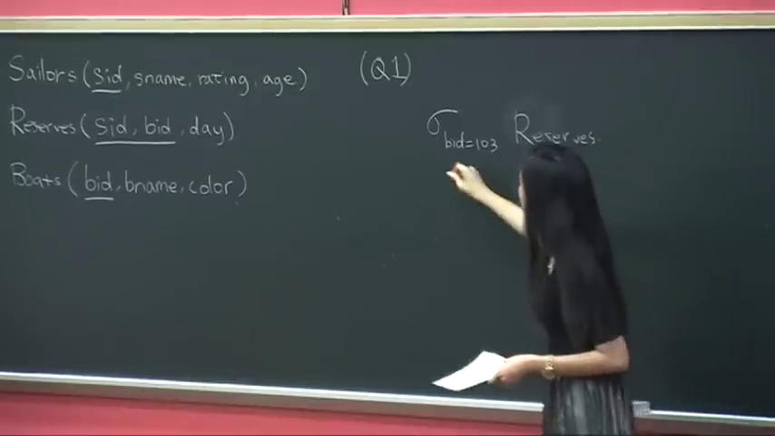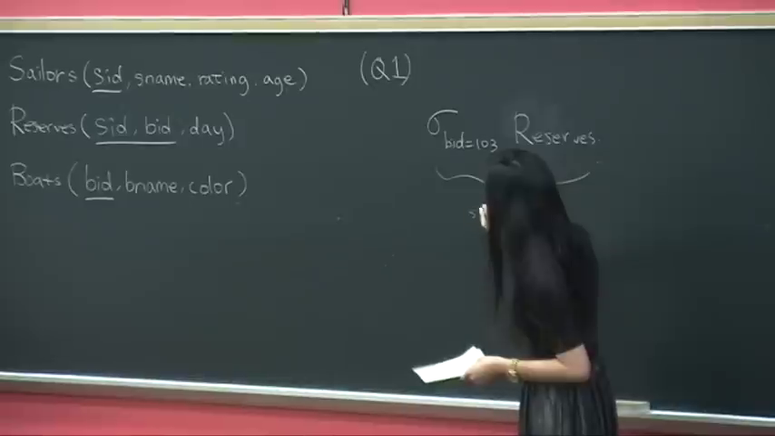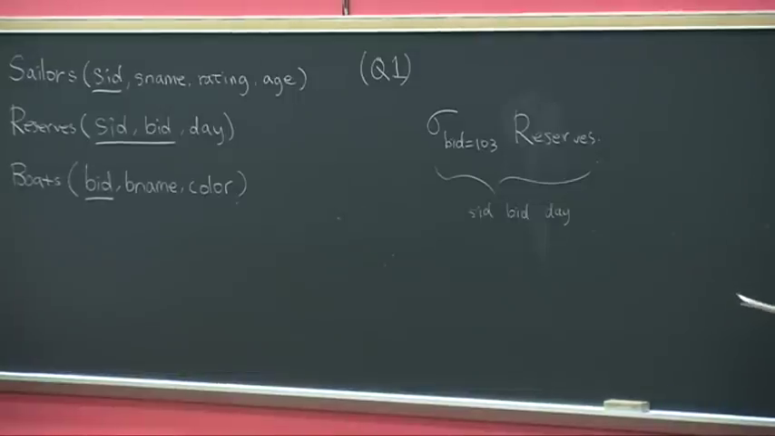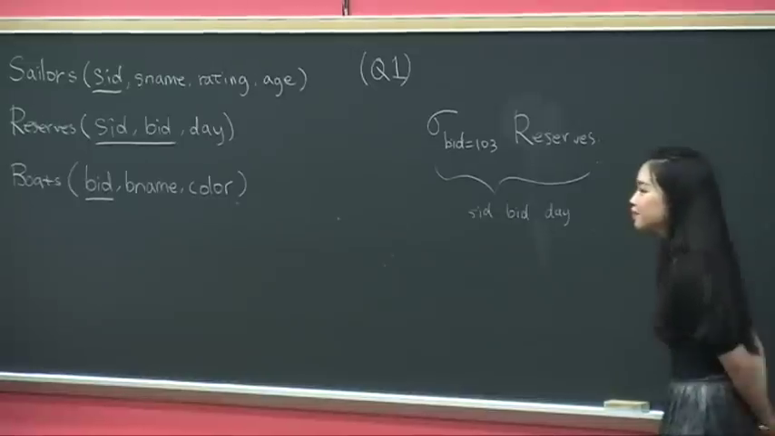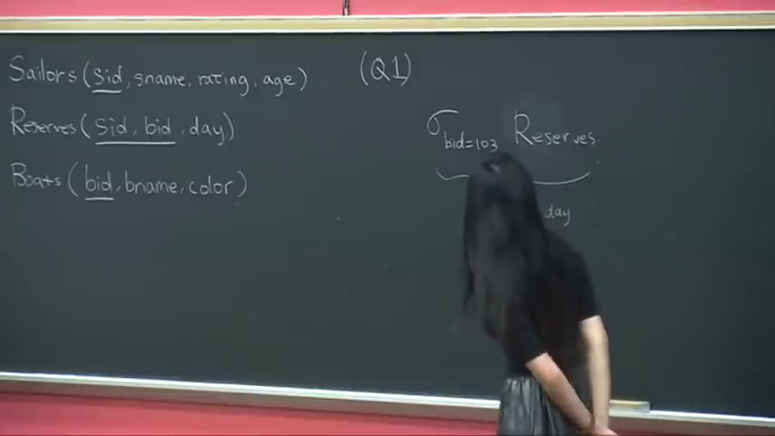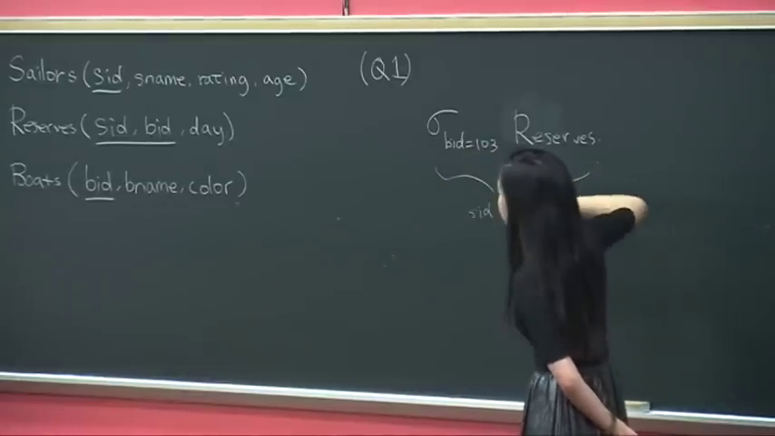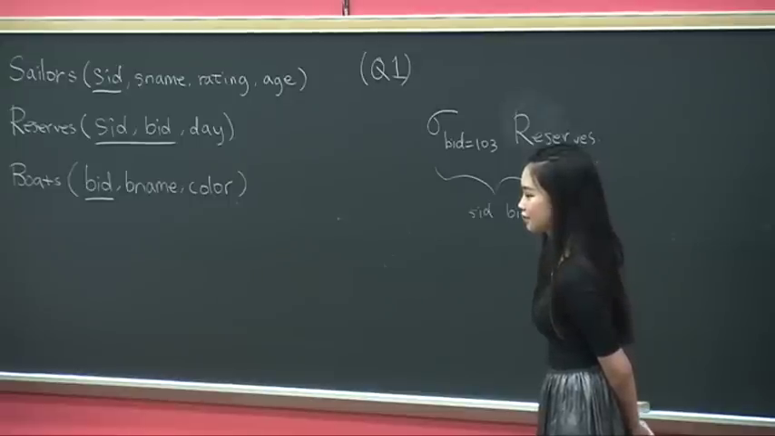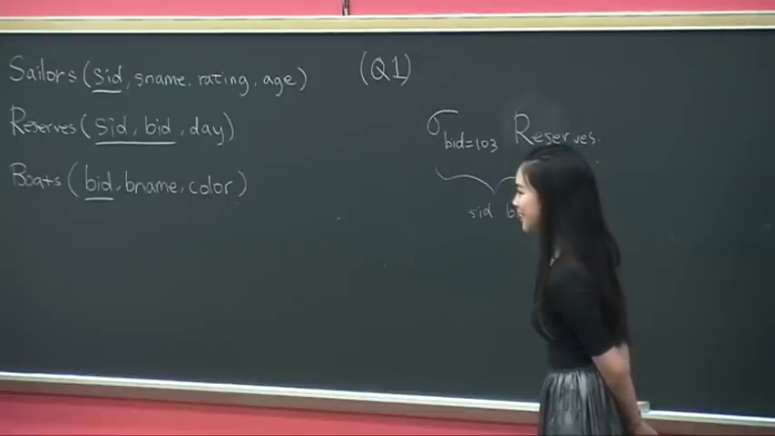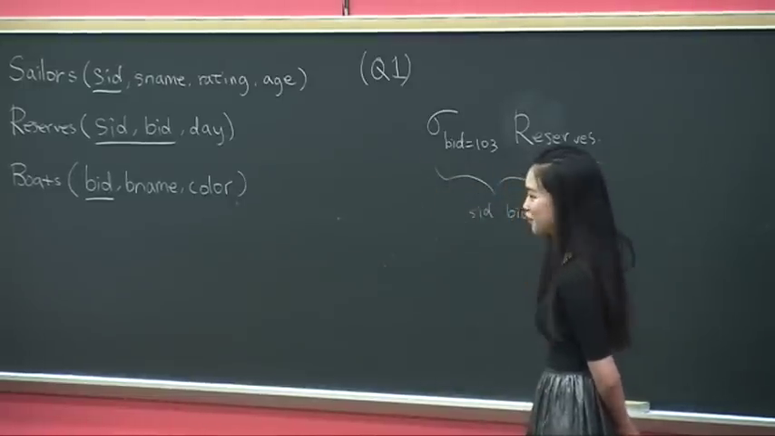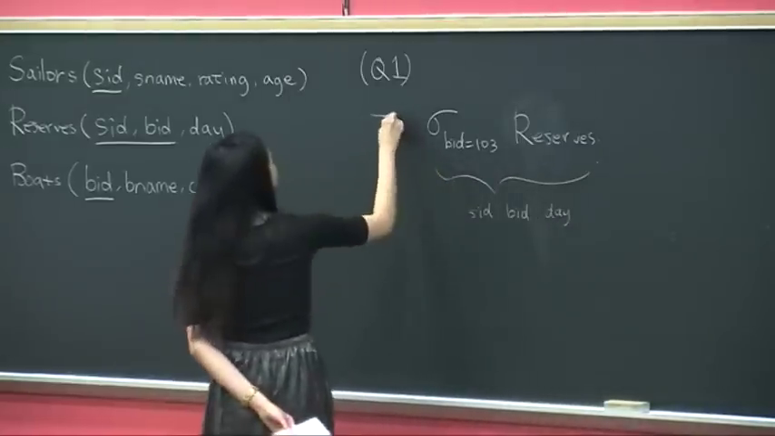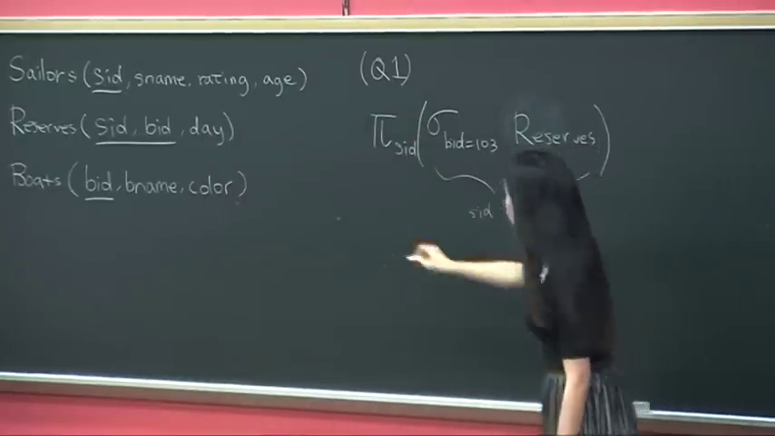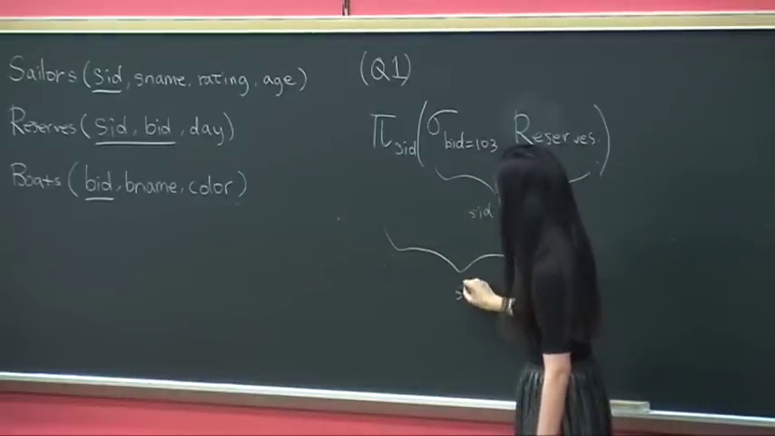So up until here, the schema of this will be SID, BID, and day, right? If you don't do any projection, then it returns the original schema. But now we can do projection. So projection, and take which fields? SID. Okay, so up until here, this whole thing, now we only have SID left.